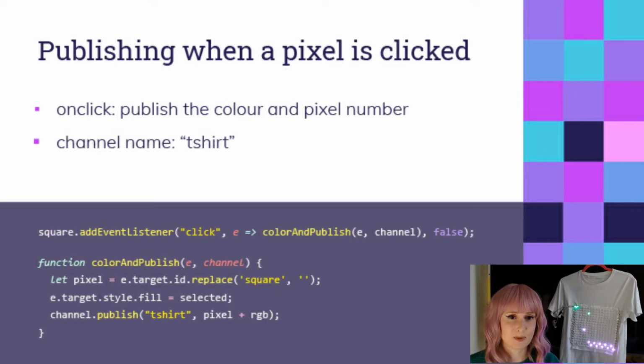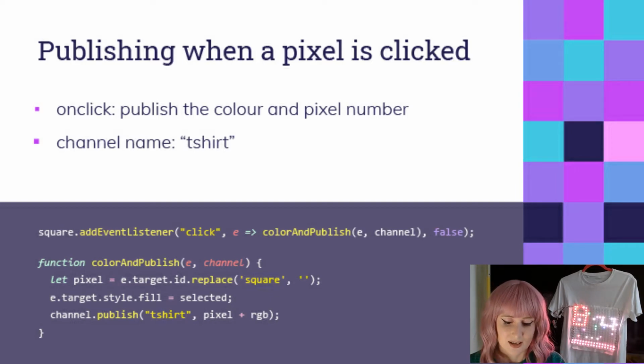So now that we've established a connection to a channel, we need to publish a message to that channel when somebody clicks on a square. So what we're going to do is we will add a listener for a click on each pixel square. And when clicked, what it will do is it will get the number of the square. It'll change the fill of the square, which is SVG language for background color, basically. And then it will publish both the square number and the color value which was selected onto our t-shirt channel.